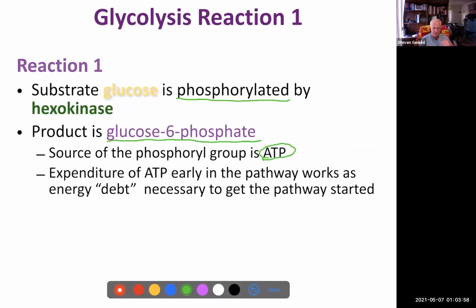Okay, this is what's called an energy debt. You know, you got to pay money to get something started, like when you invest in a business, then it gets going and you pay yourself back. Okay, that's what this is like. You've got to initially invest energy into it to get started, and then you can make more of it as you go along. So the expenditure of ATP early in the pathways works as an energy debt necessary to get the pathway started. So it's going to require ATP to get it started.